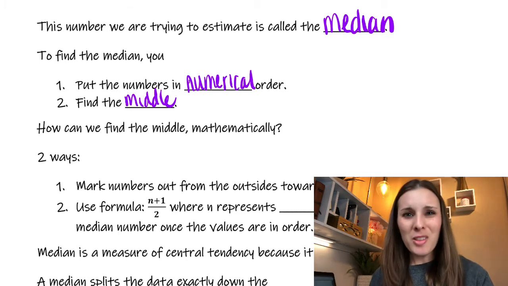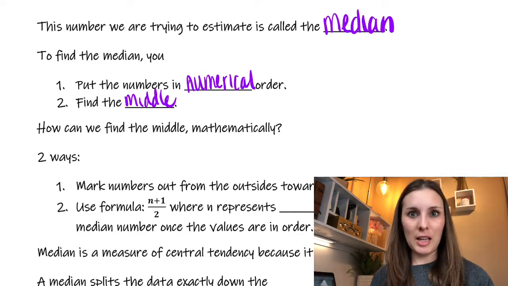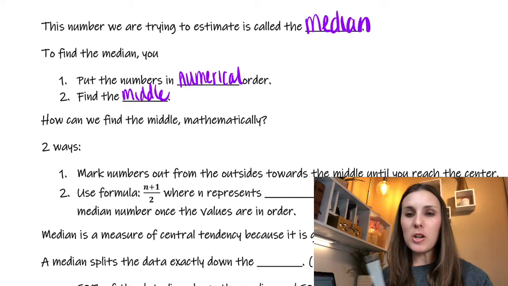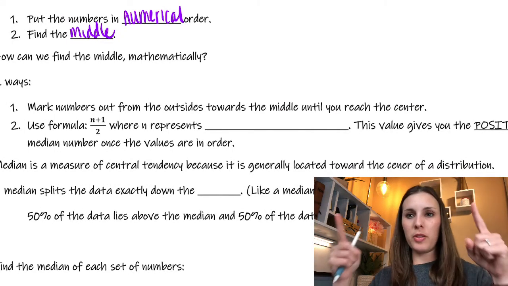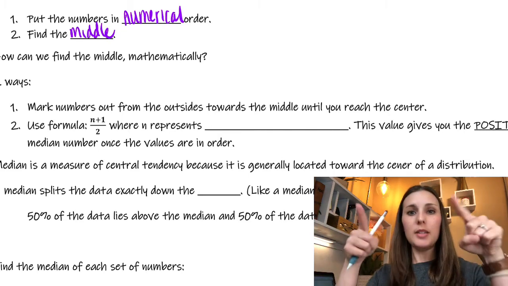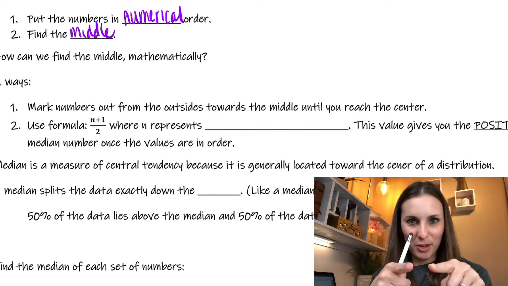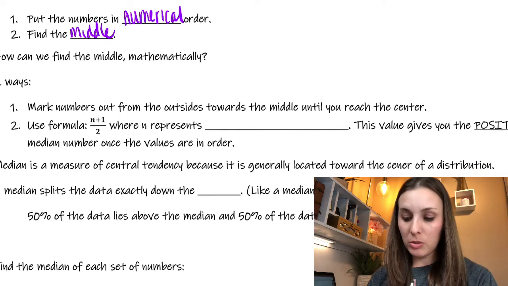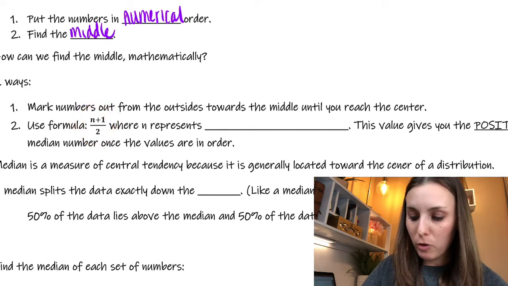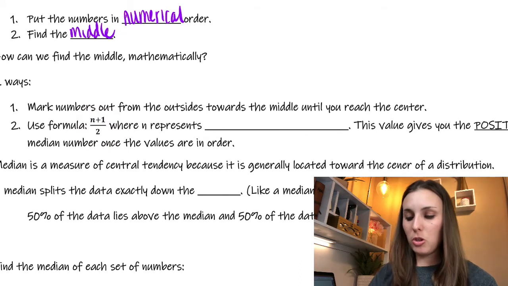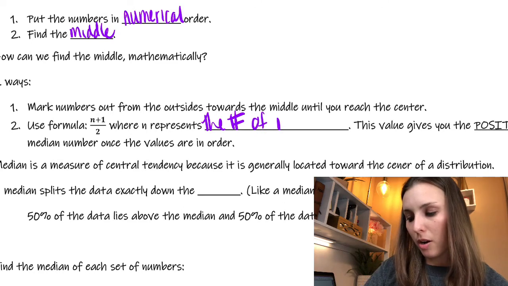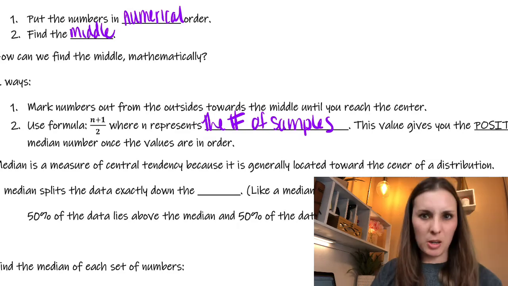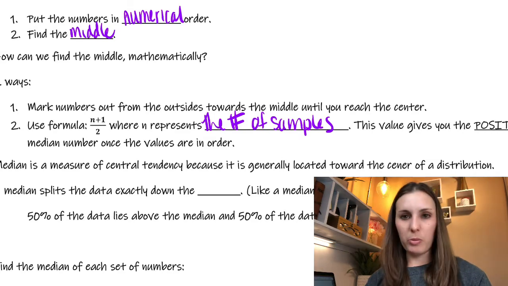So how do we find the middle? We don't want to just guess. We want to have an exact answer. This is math we're talking about. There are 2 ways you can find the middle. One way is very simple. You can put your numbers in order and then start marking out numbers from the outsides and work your way towards the middle. Or there's a formula you can use. You use this formula, n plus 1 all divided by 2, where n represents the number of samples. I was going to say items, which is fine, but I went with samples.